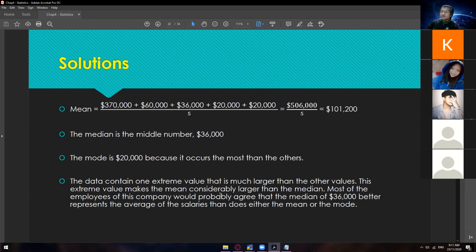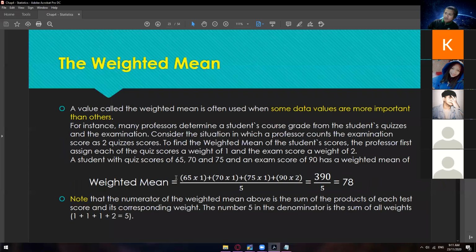So moving on, right after the mode, median, and mean, we have the weighted mean. This is still under central tendency, just a little bit more advanced when it comes to the weight of the mean. From the word itself, weighted mean, we now have weights on each of those data. Like for example, we have a very straightforward example here.